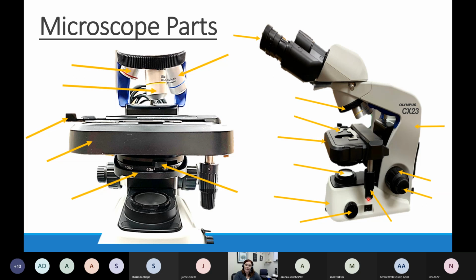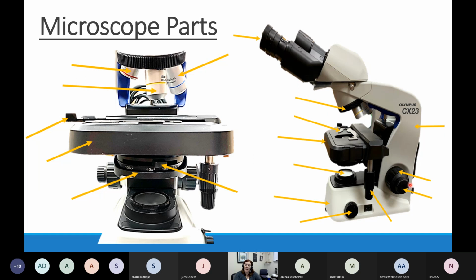So I've got my slide clipped in to my stage clip. I've moved it around with that stage adjustment knob so that my tissue is in the light. Now I need to make what is a blurry image become more clear. Now I'm going to go over here on the arm of my microscope and I'm going to start focusing it.